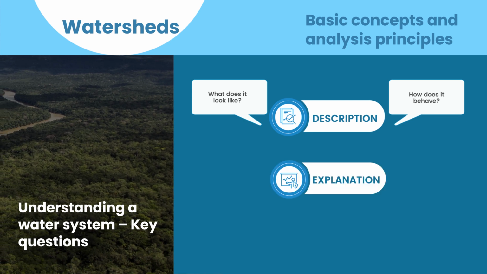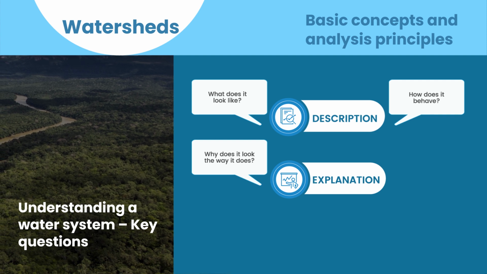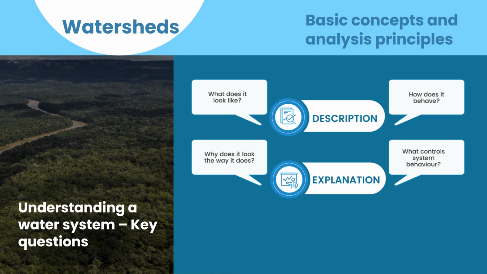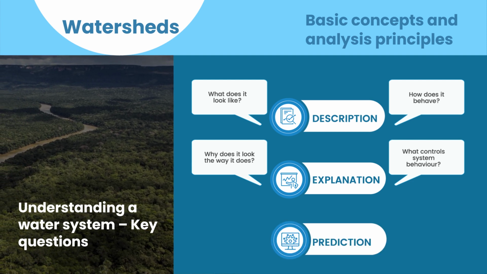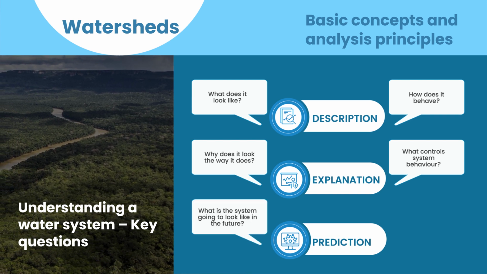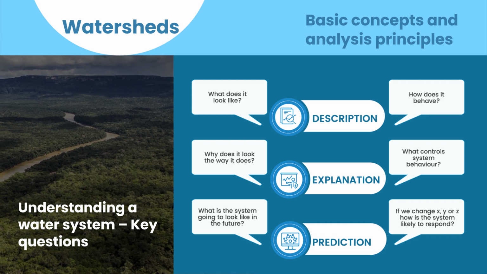When the system is explained, we concentrate on the questions of, why does it look the way it does? And what controls system behavior? And finally, when we can describe the system and explain it, we can now try to predict it, and this is related to questions like, what is the system going to look like in the future? And if we change X or Y, how is the system likely to respond?